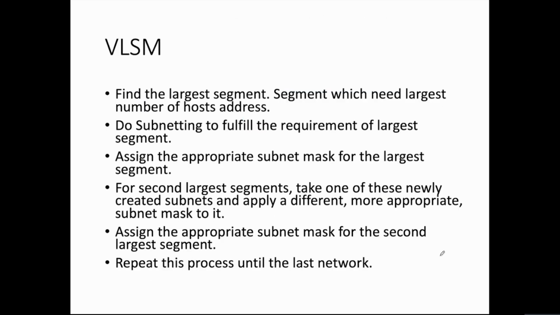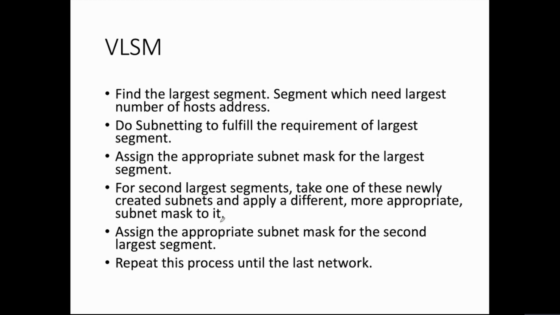So let's see how it is done. What we have to do is find the largest segment, the segment which needs the largest number of host addresses. We will arrange the requirements in such a manner that we deal with the largest segment first. We first do the subnetting to fulfill the requirement of the largest segment and assign the appropriate subnet mask to it, and then we take the next largest segment in the sequence, assign the subnet mask, and keep repeating this step until we are done with all segment requirements.